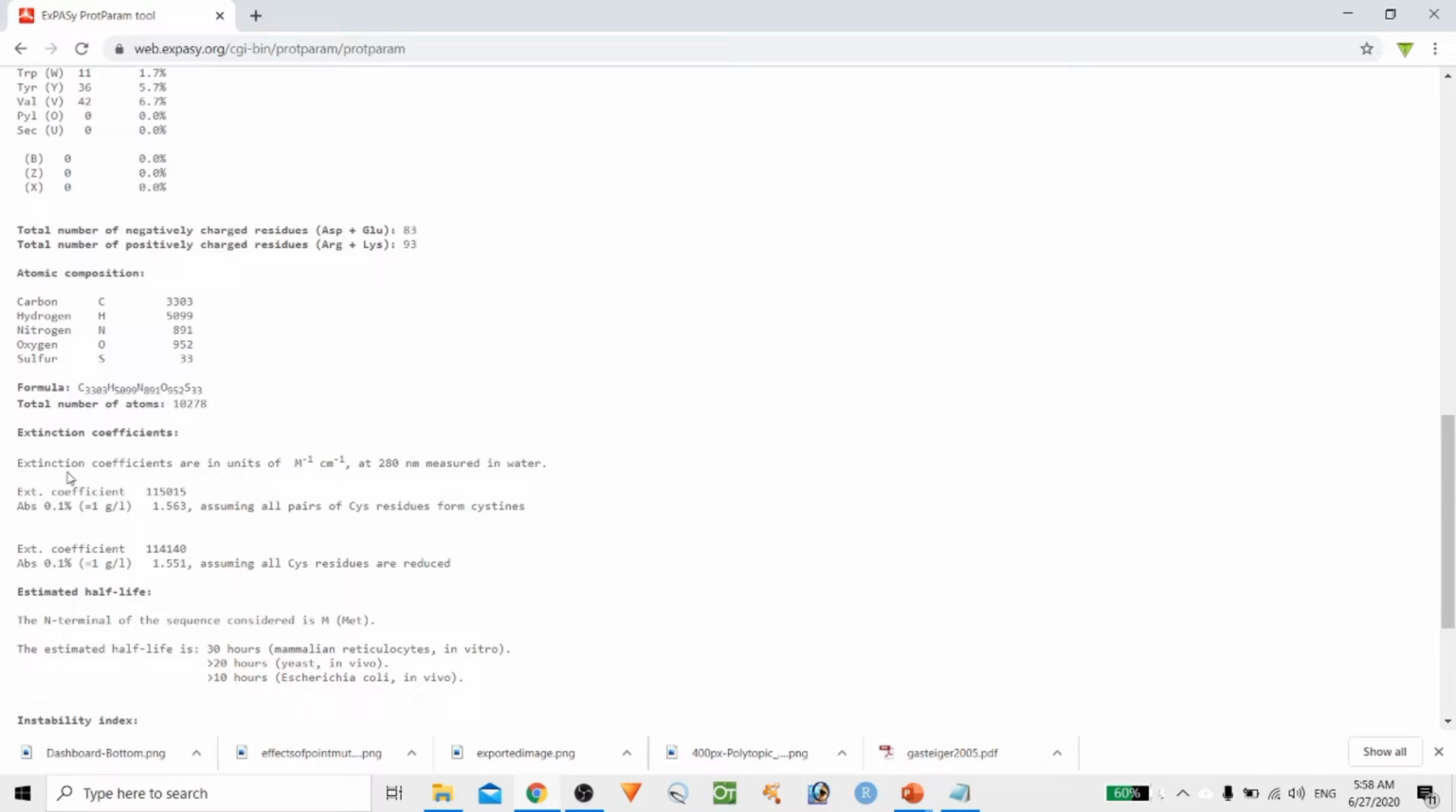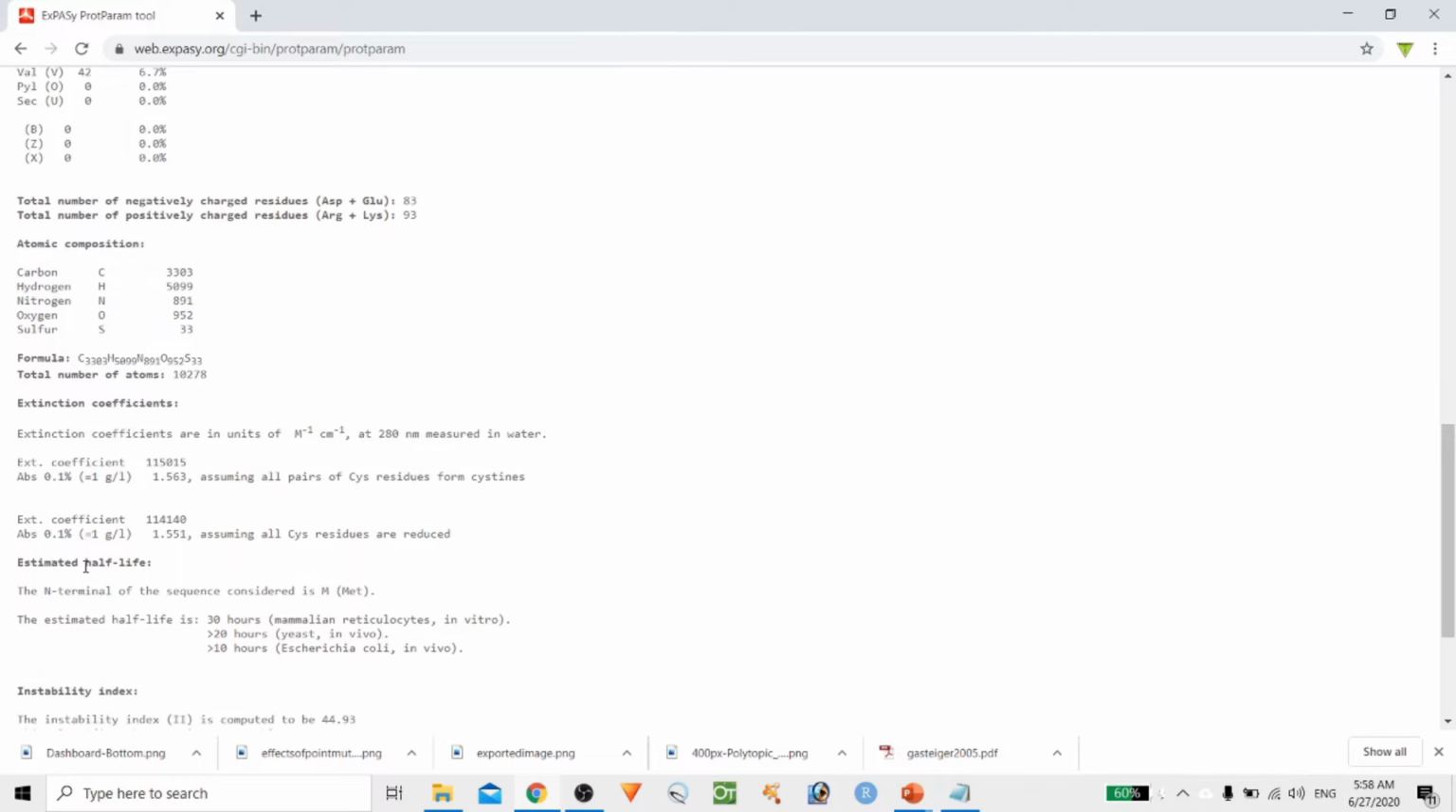Along with this, it will show you a very good parameter, the extinction coefficient. This extinction coefficient indicates how much light a protein can absorb at a certain wavelength. This is very important. When you're working on enzyme kinetics, it is highly helpful for you to check how much light the protein absorbs at certain wavelengths.